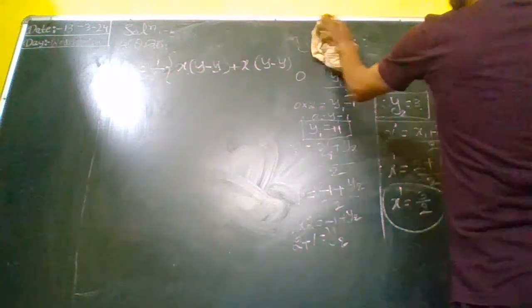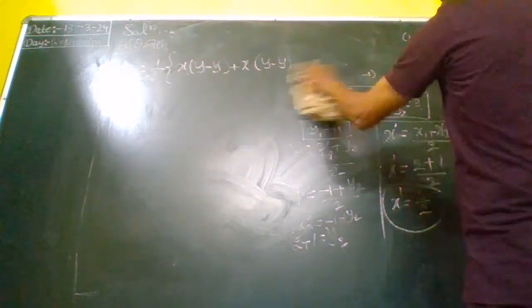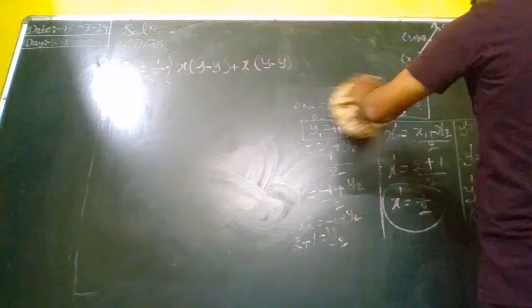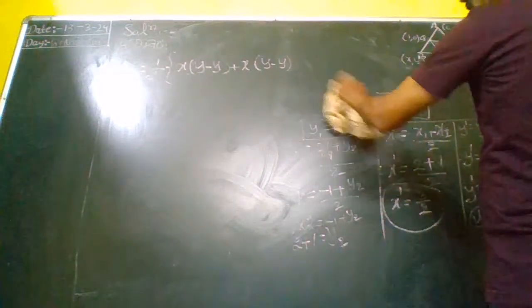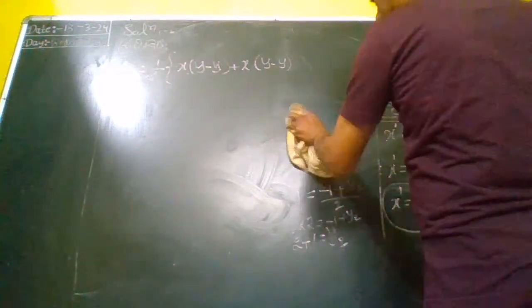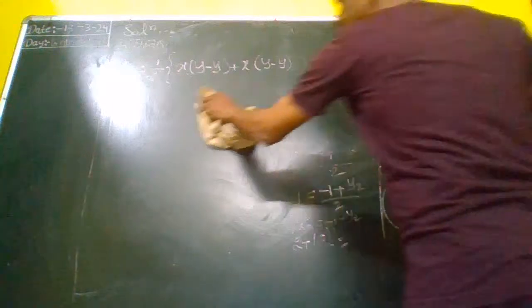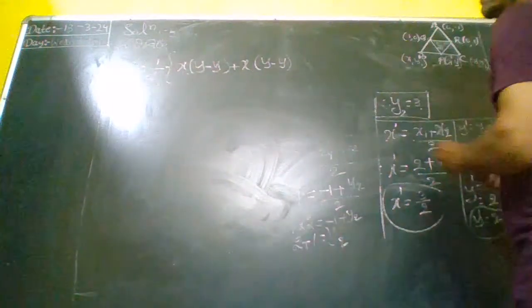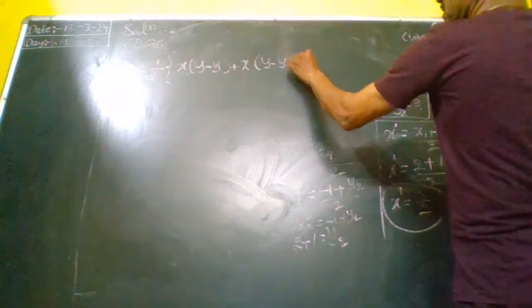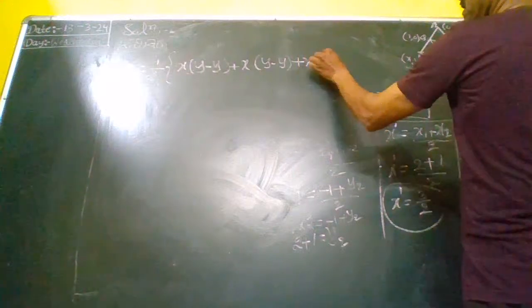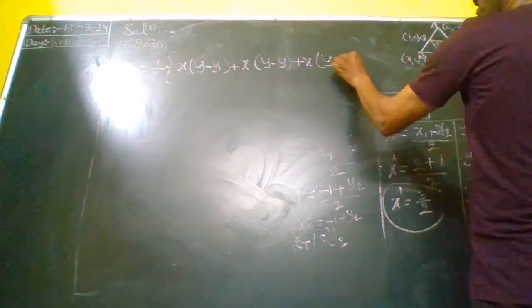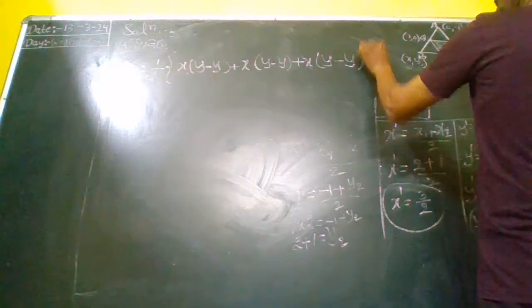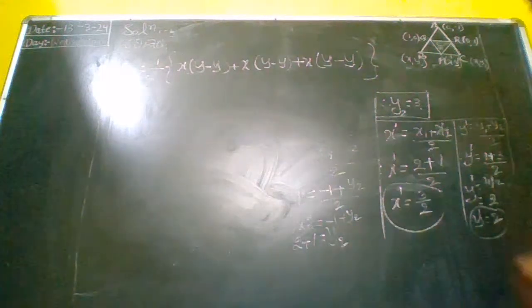Next, in the determinant there will be 3 vertices. There are 3 vertices. So I have written 2 here. So I want to write one more, that is plus x into bracket y minus y. So to avoid the confusion I have written in this form.